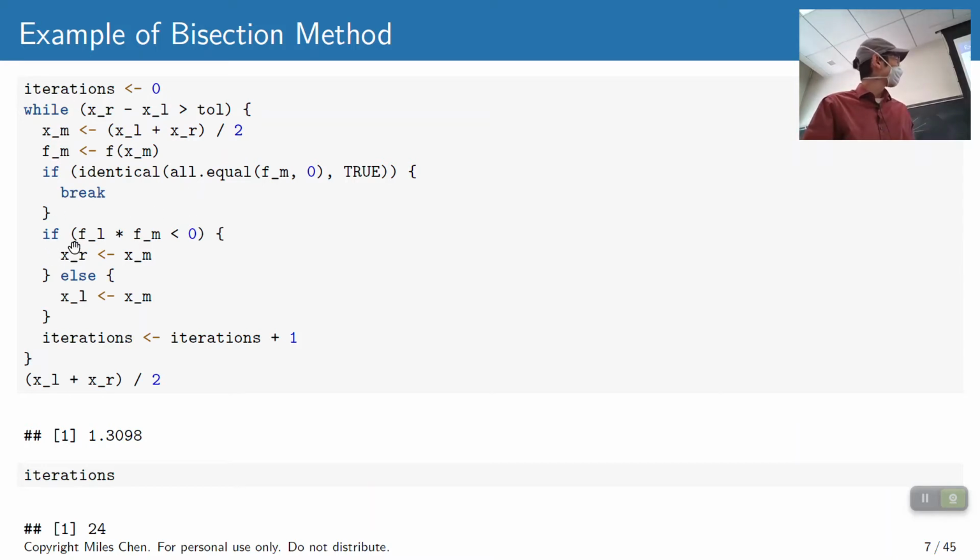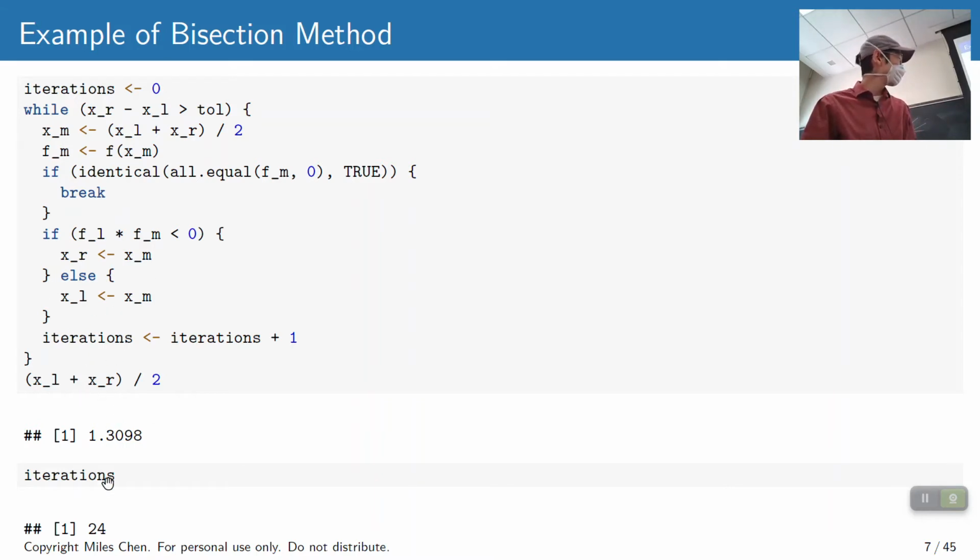Okay, and this is pretty much most of the bulk of the bisection method. We're going to say if f on the left and f on the midpoint have opposite signs, then the midpoint becomes the new right-hand side. If that's not the case, then the midpoint becomes the new left-hand side. And then we repeat. Add 1 to the number of iterations, and the loop continues running.